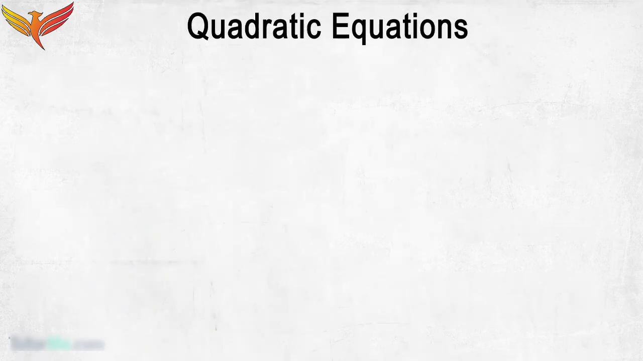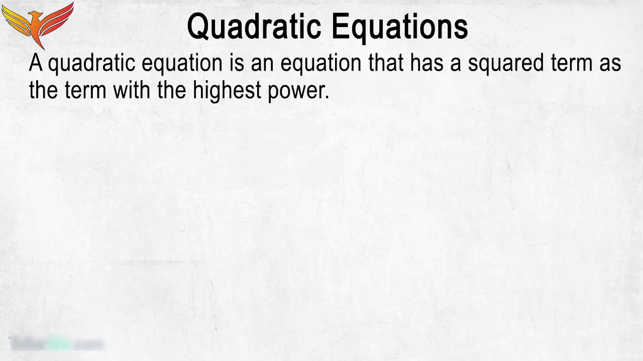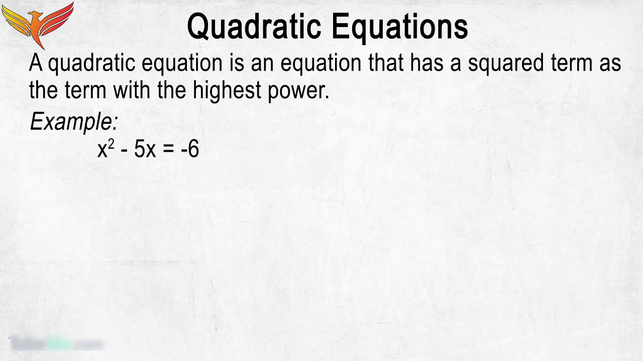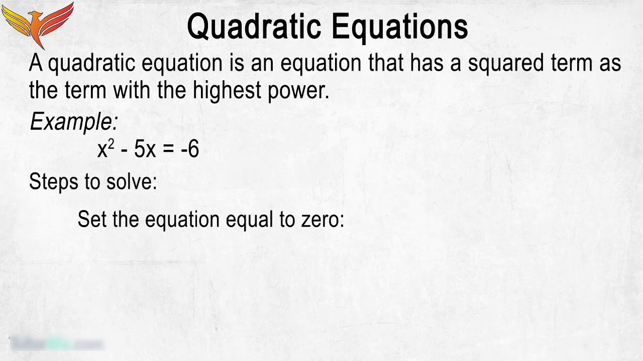Let's get into quadratic equations. By definition, a quadratic equation is an equation that has a squared term as the term with the highest power. For example, x squared minus 5x equals negative 6. You can solve quadratic equations. Think of this as one step further than factoring. To solve, just set the equation equal to 0. This will require getting everything on one side of the equal sign. And ultimately, have you heard of this one before? Isolating the variable.